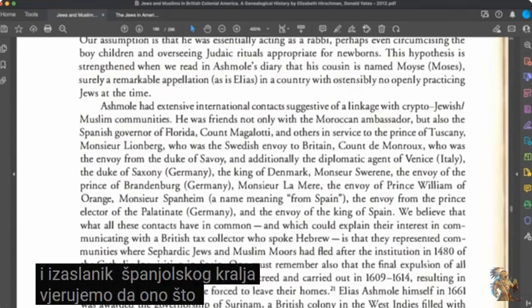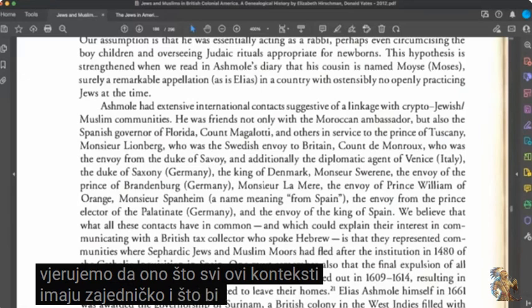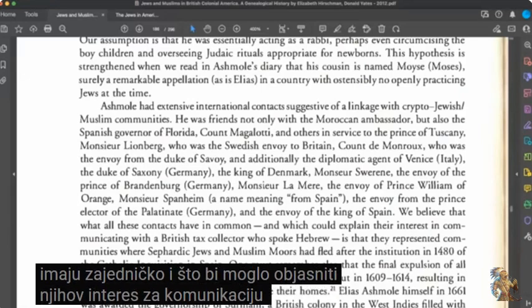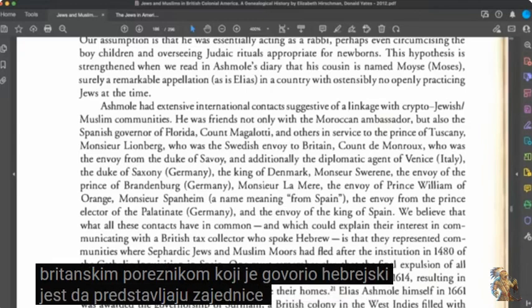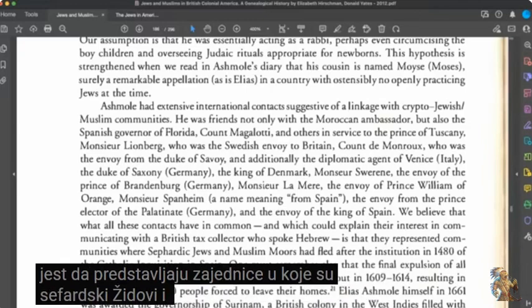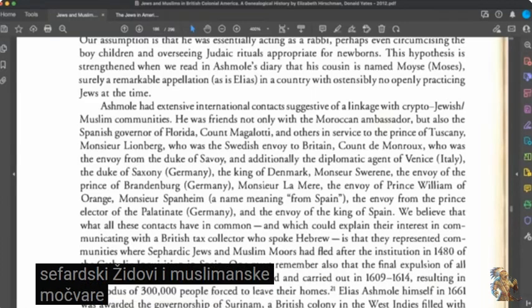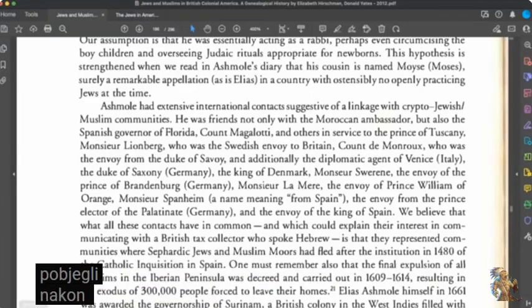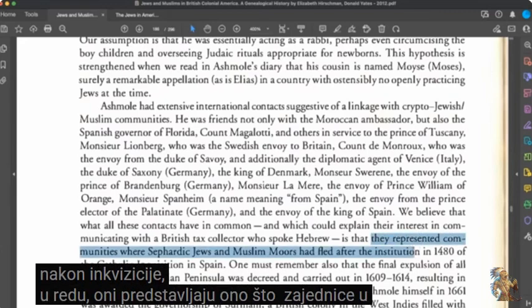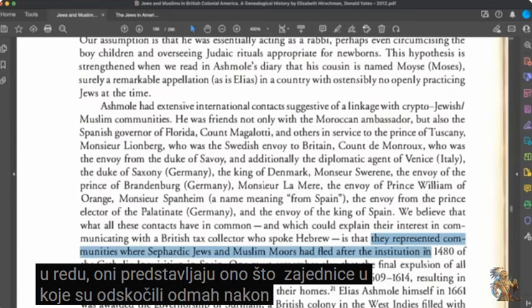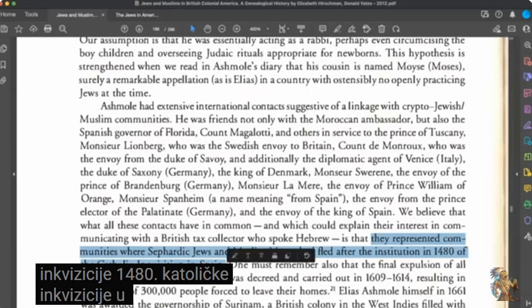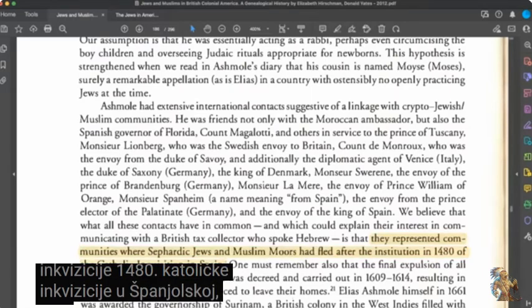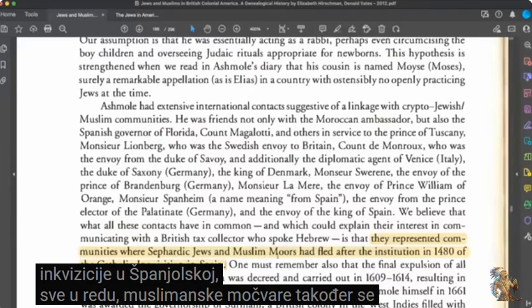We believe that what all these contacts have in common, and which could explain their interest in communicating with a British tax collector who spoke Hebrew, is that they represent communities where Sephardic Jews and Muslim Moors had fled after the Inquisition. Okay, they represent communities where they had bounced to right after the Catholic Inquisition of 1480 in Spain. All right, Muslim Moors too.